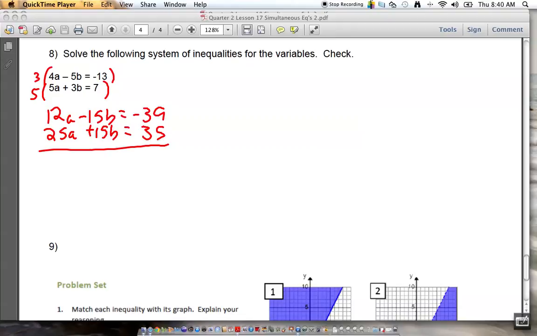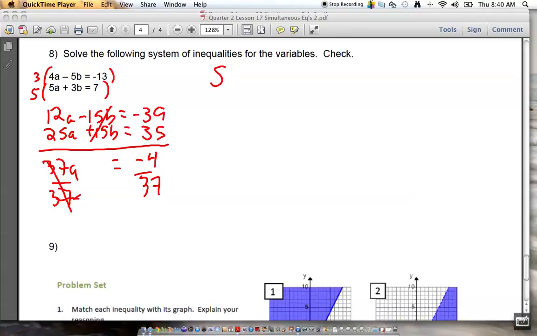Adding them up, because the B's already match and the signs are opposite, I'm going to get 37a equals, that's very difficult to do, -4. Then I'm going to divide by 37, and I'm going to get a hideous, ugly answer. So a is -4/37.